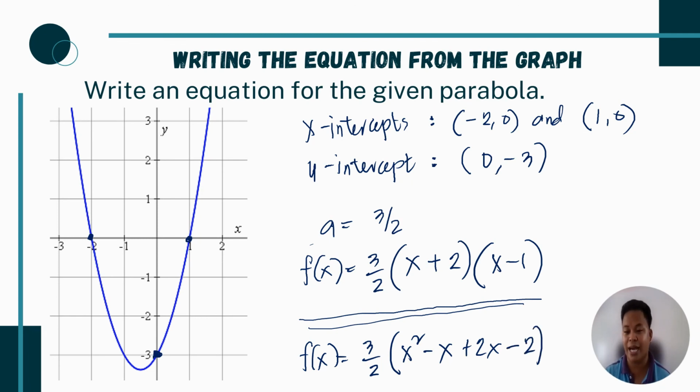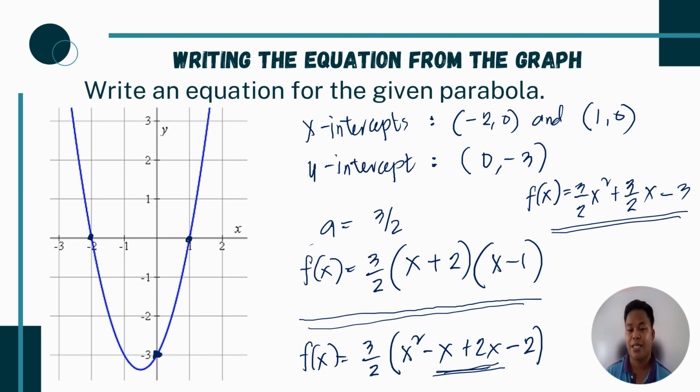From here po, we have f of x is equal to 3 over 2x squared. So we distribute 3 over 2 to x squared. And negative x plus 2x is positive x, since unlike sign po sila. Multiply to 3 over 2. Kaya magkakaroon po tayo ng 3 over 2x. And then 3 over 2 times negative 2. So cancel po yung 2 over 2. Magiging 1 na lang po. So 3 times negative 1 is negative 3 po. So this is the equation in the general form given this graph.